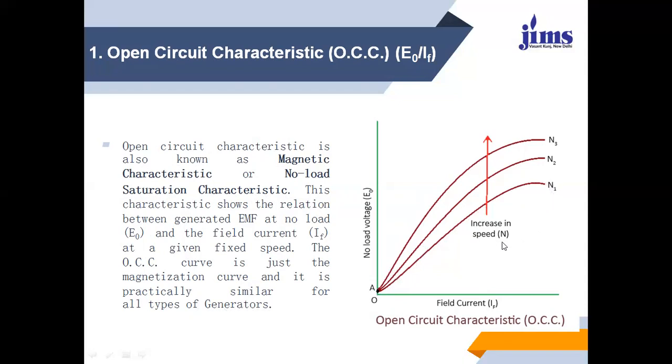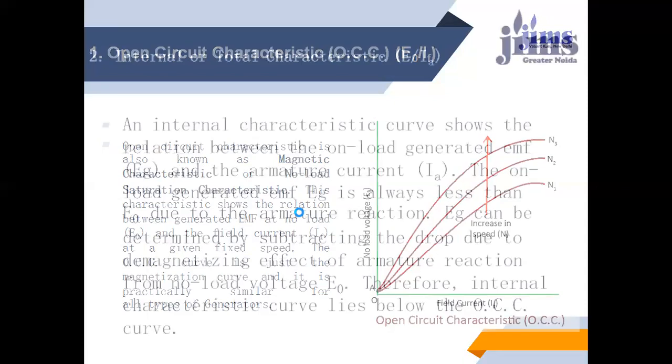While we increase the speed from one level to another, the characteristics will move from N1 to N2 to N3. But after some time, we find that it will be a straight line. So this characteristic is also called the no load saturation characteristic of the DC generator.